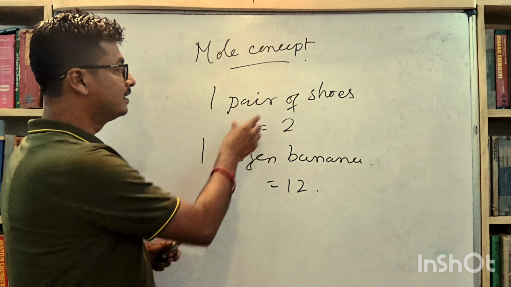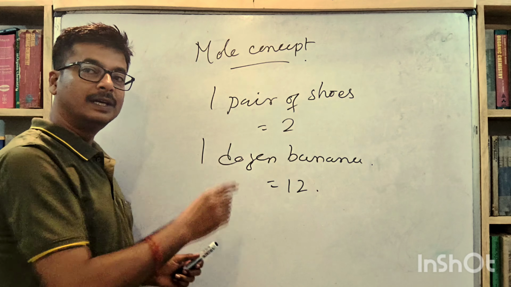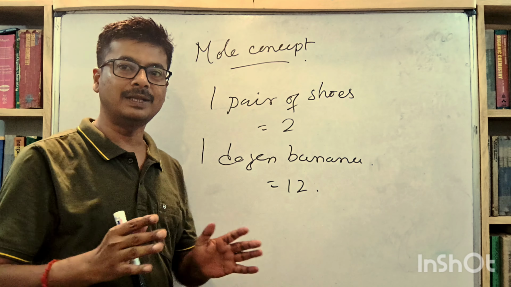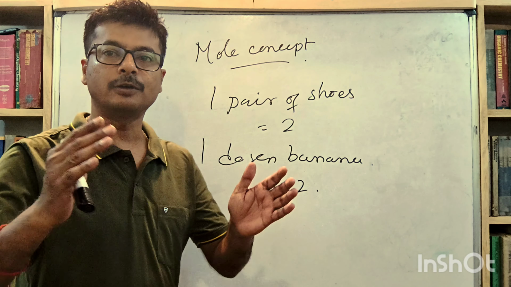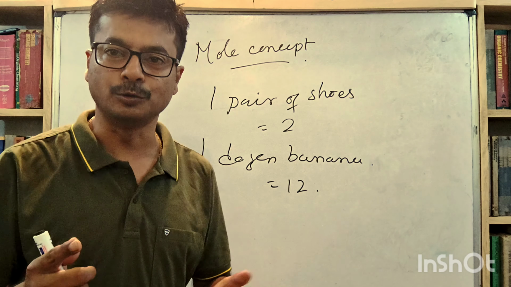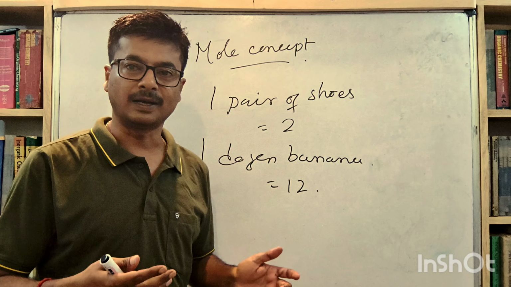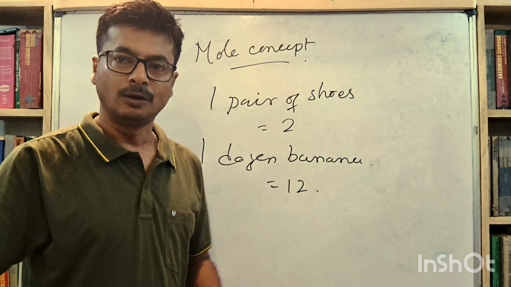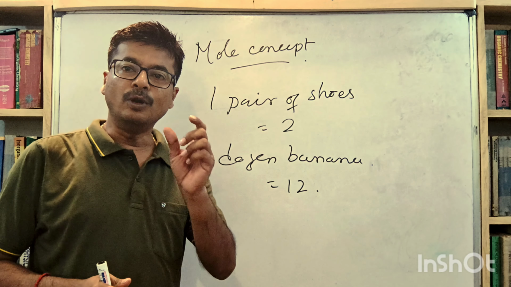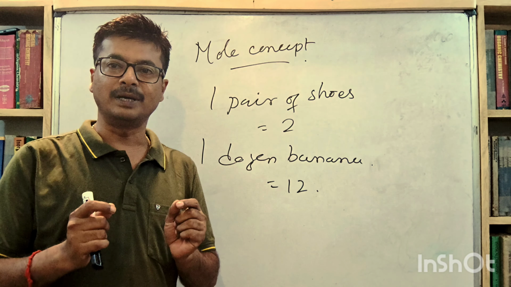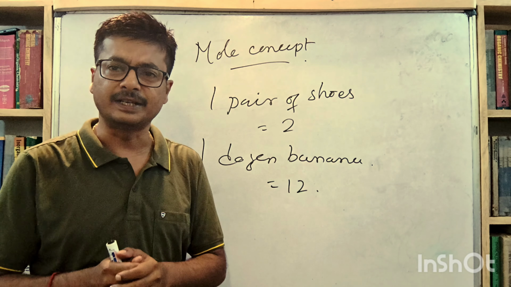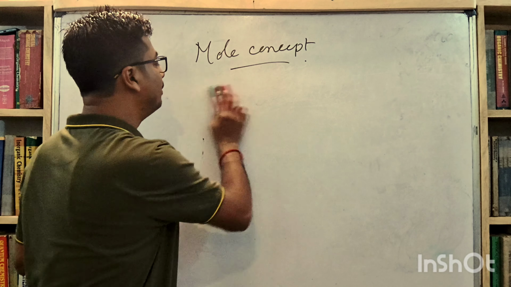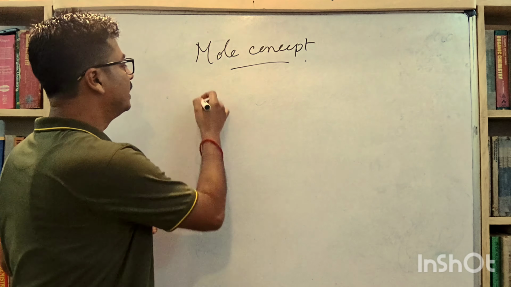So these words are actually representing a particular number. Pair means 2. It does not mean the term pair will be used only for shoes, or that 1 dozen means 1 dozen bananas only. No, a dozen can be anything, 1 dozen pens or one pair of pens. In the same way, mole is also a number. And this number was given by the famous scientist Avogadro. So what is a mole? Mole is just a number.